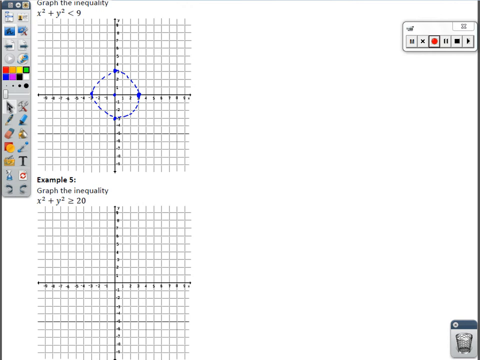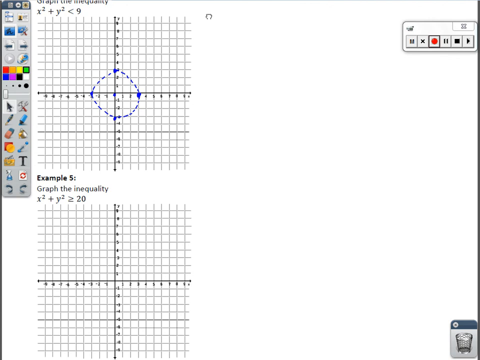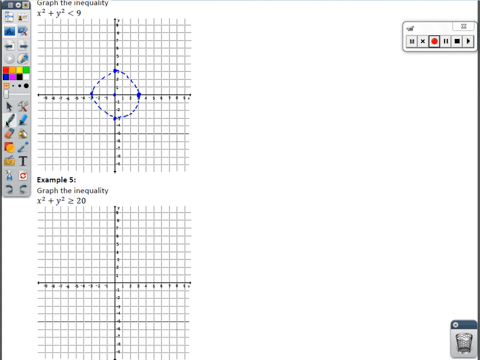Another way to think of this, we can use that point test. Let's pick, say, 0, 0, and let's see if that makes it true. 0 squared plus 0 squared is less than 9. Well, that's 0 is less than 9. That is true. That means we're going to shade inside the circle.